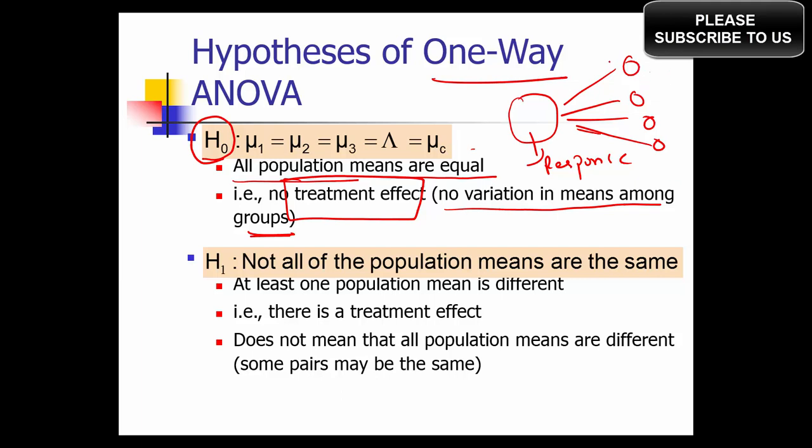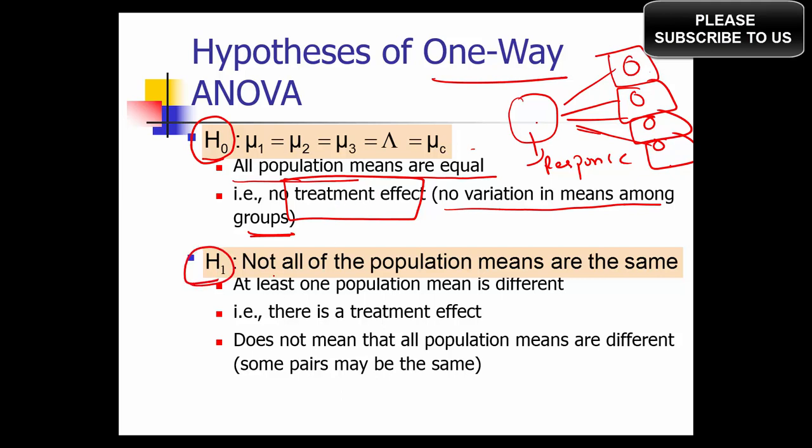Let's say there are 4 segments to this sample: segment 1, segment 2, segment 3, and segment 4. That means the property of this population is the same across the sample. One of the properties could be the mean, the other could be something different, like standard deviation, variance, or something else. So there is no variation of means among the groups. That's what we mean by saying there is no treatment effect.